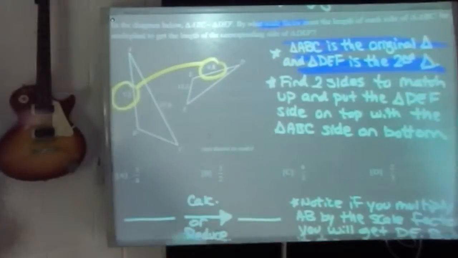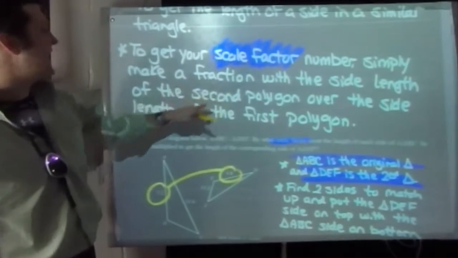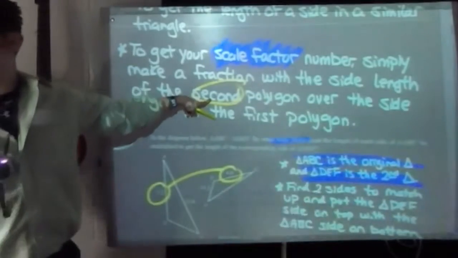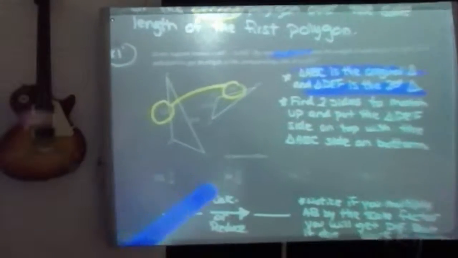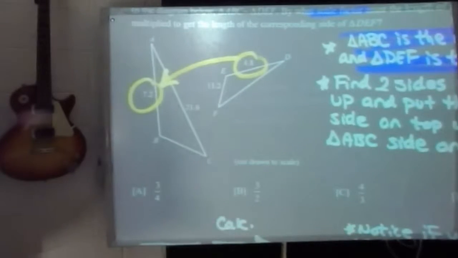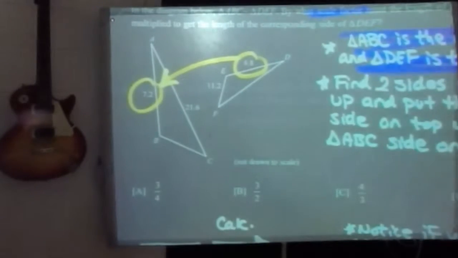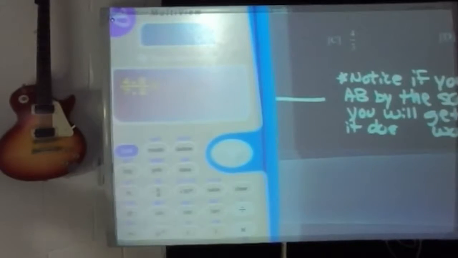Now hold on. Let's go back to this. What this thing said: to get your scale factor, simply make a fraction with the side length of the second over the side length of the original. So vice versa. What we want is to take 4.8 and put it on top of 7.2. So in your calculator, write down 4.8 over 7.2. The calculator does a miraculously great job of reducing that for you.